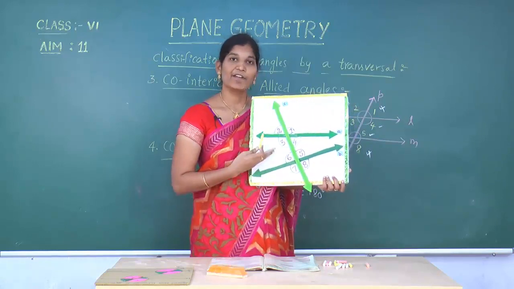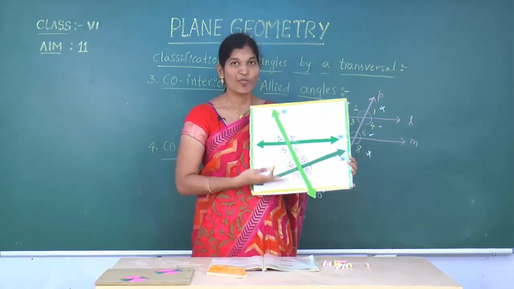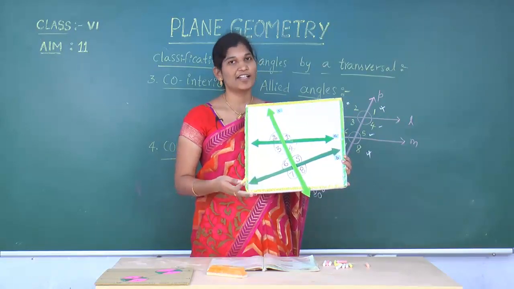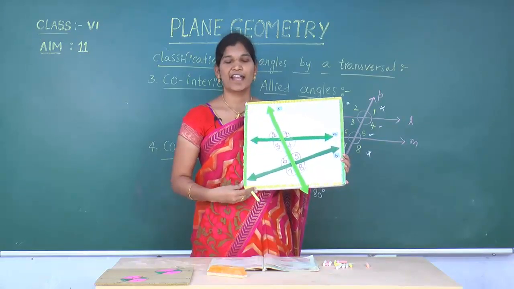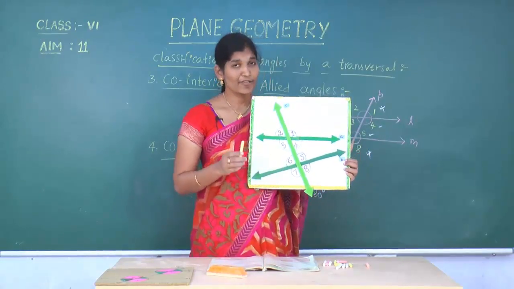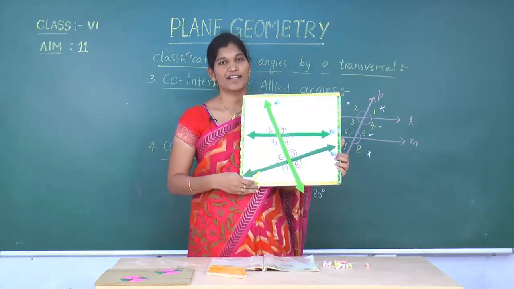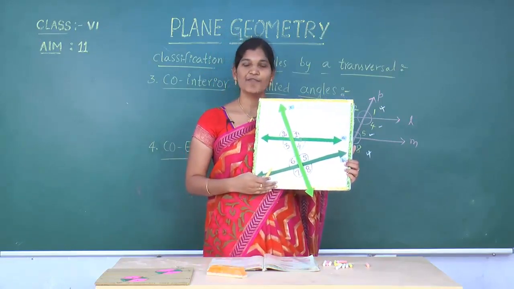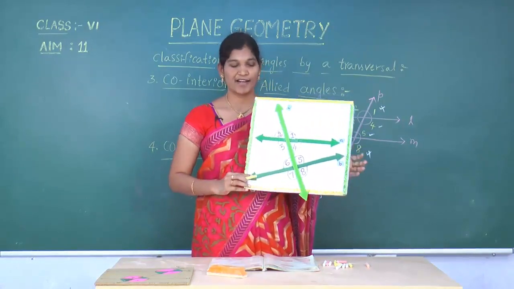Then we can classify them, as I already explained on the board: what are corresponding angles, what are interior alternate angles, what are alternate exterior angles, and what are co-interior and co-exterior angles. Let us see how they are equal. Suppose corresponding angles are equal, or interior alternate angles are equal, or alternate exterior angles are equal, then we can say those two lines are parallel to each other. Let us see the parallel lines now.